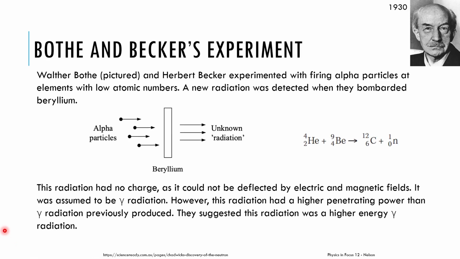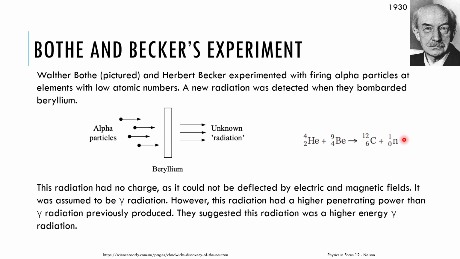The discovery of the neutron starts with Bothe and Becker's experiment. Walter Bothe and Herbert Becker experimented with firing alpha particles at elements with low atomic numbers. When they did this with beryllium and bombarded it with alpha particles, they discovered an unidentified radiation. Similar to the previous nuclear reaction, the helium nucleus was adding on to the larger nucleus of beryllium, making an even larger particle. However, there was the release of an additional particle as well. Not only was carbon-12 being made, but also a neutron was being released.